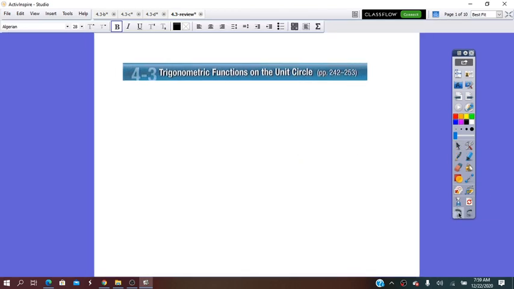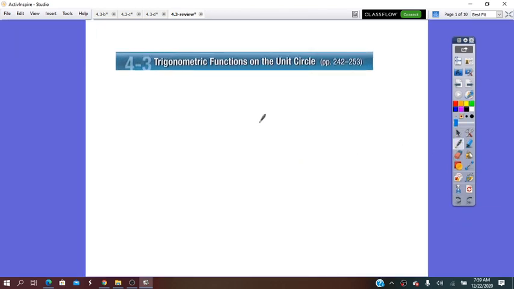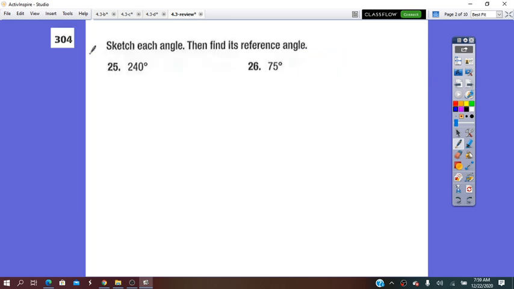Hello everybody. In today's video, we will review lesson 4.3, trigonometric functions on the unit circle. On page 304, we have question number 25. Sketch each angle, then find its reference angle. So 240 degrees. We will sketch the coordinate plane.